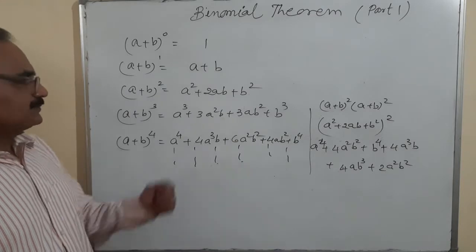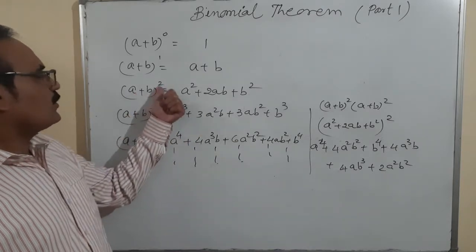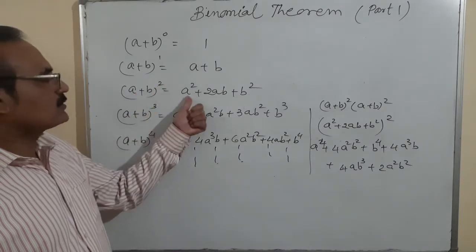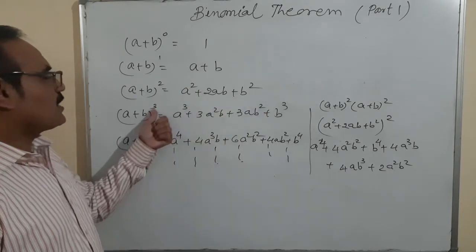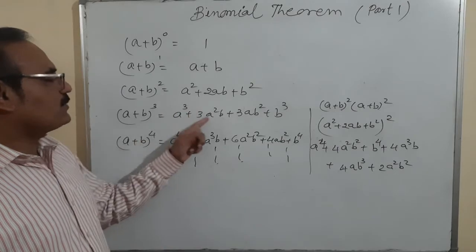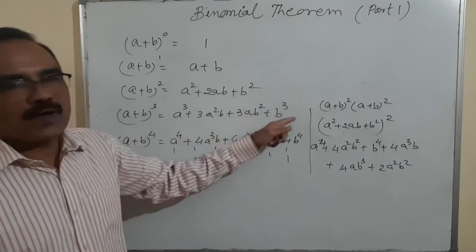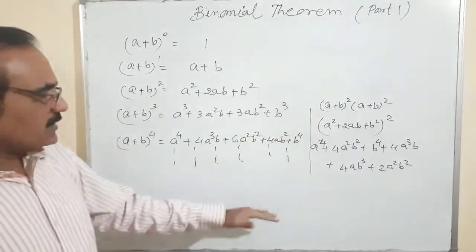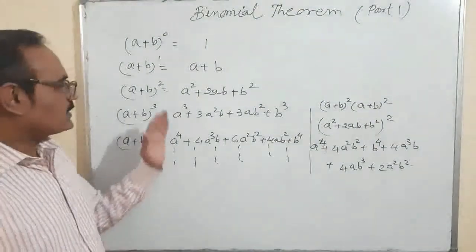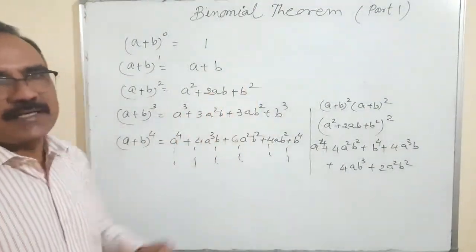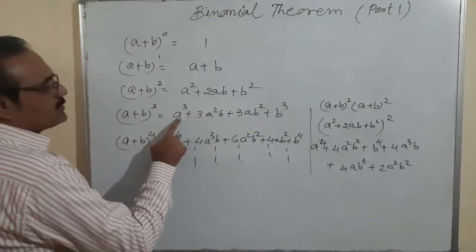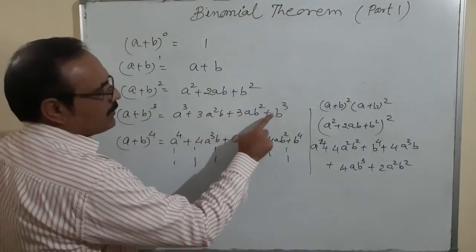You can see some similarities in all these expansions. For (a + b) whole square, the highest power of a is 2, then 1, and then the power of a is 0. For the power 3, the power of a is 3, then 2, then 1, and then 0. So this symmetry is going on: the power of a is in descending order and the power of b is in ascending order, like b to the power 0, b to the power 1, b to the power 2, and b to the power 3.